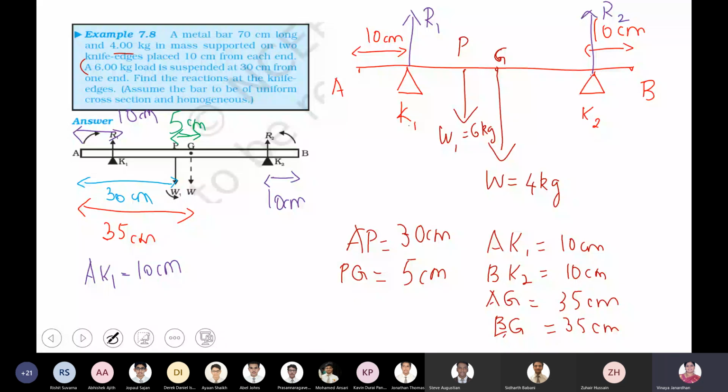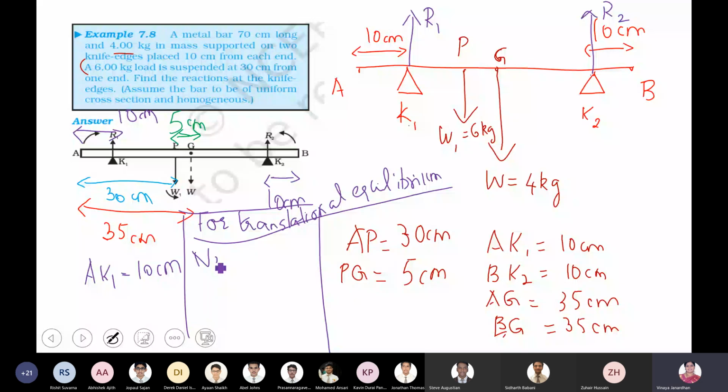For translational equilibrium, the net force must be equal to 0. Right, for translational equilibrium, net force must be equal to 0. Okay. Now, what are the forces which are acting in the upward direction? Yusuf, what are the forces acting in the upward direction? Ma'am, R1 and R2. Okay, R1 plus R2.